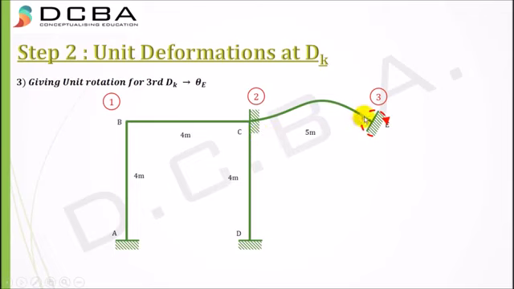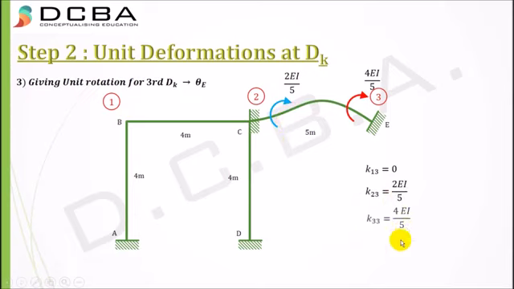So only one member is connected to this joint and only that is going to get affected, 4EI by 5, and here it will be 2EI by 5. So K13 would be 0 because nothing is formed at joint 1. K23, only this force is formed, right? That too clockwise, therefore it is positive, and K33 is 4EI by 5. So now we have completed finding all the stiffness matrix values here.